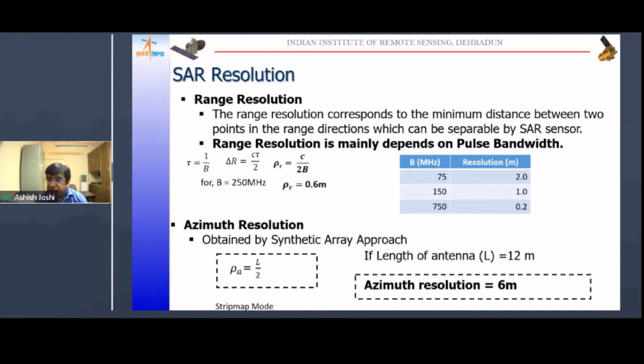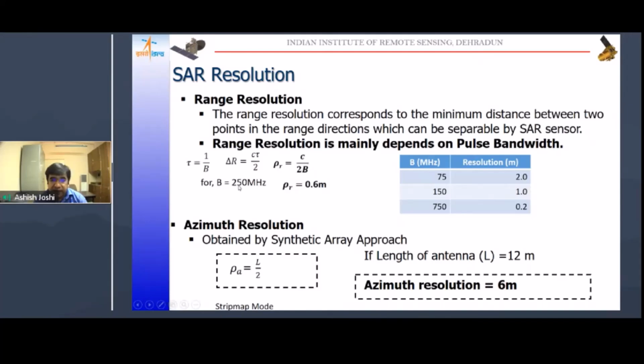transmitting the SAR signal. From the formula for delta R from the previous slide, c tau by 2, the pulse time tau is inversely proportional to the bandwidth. So we can substitute tau as 1 by B, and then our range resolution becomes c by 2B, meaning it is inversely proportional to the bandwidth. So if the bandwidth is higher, then rho r will be smaller, which means we are getting a better range resolution.